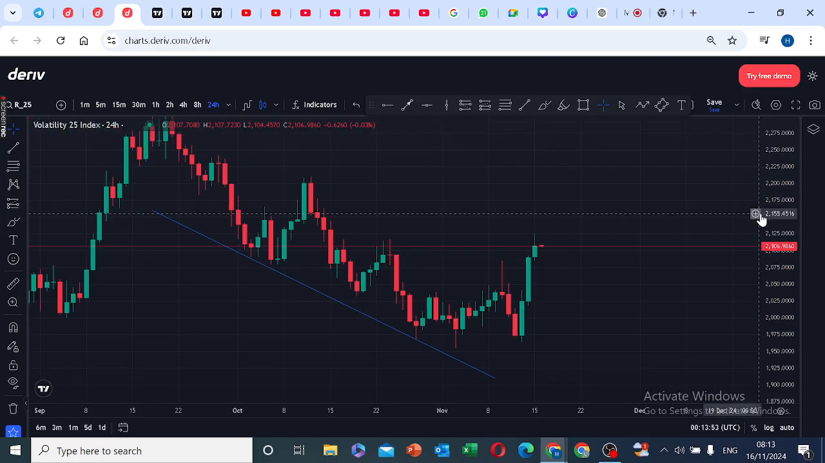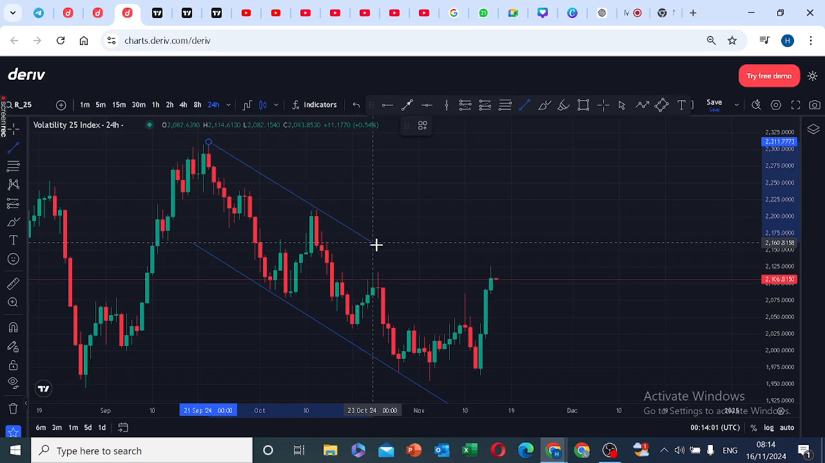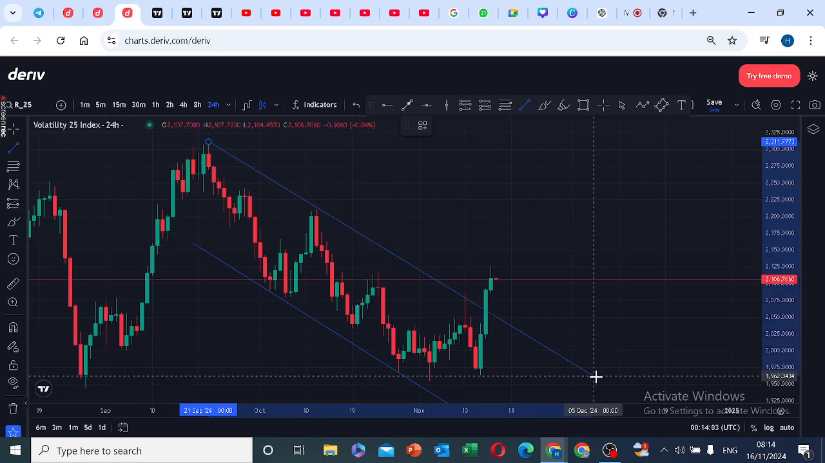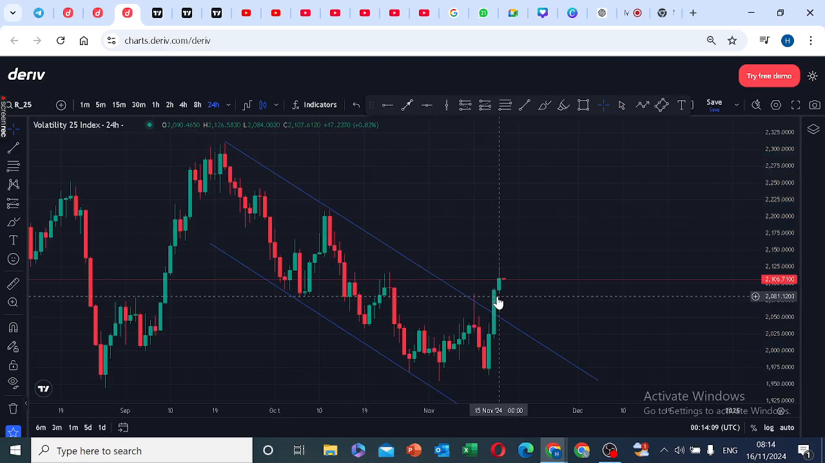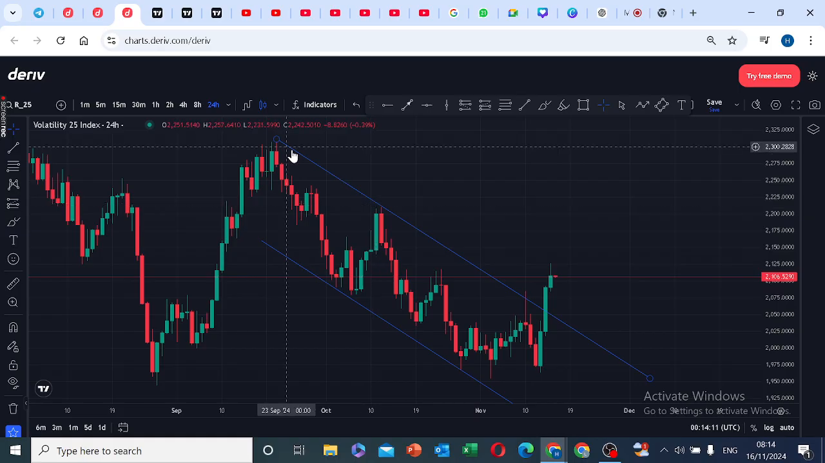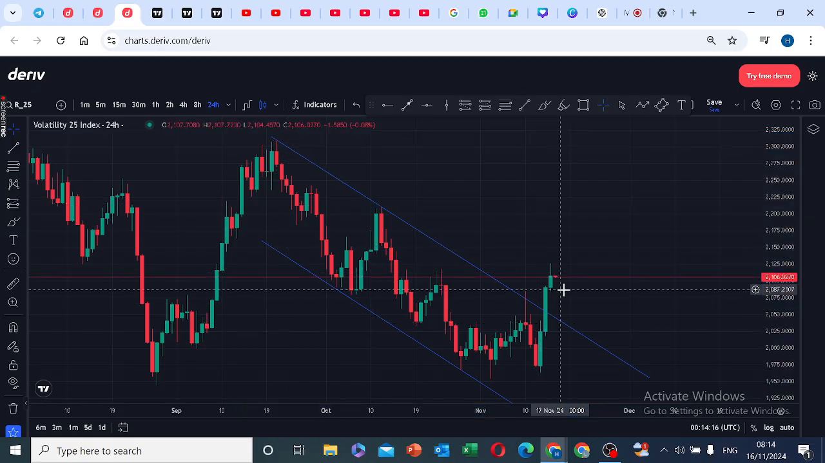Now, one other thing we would easily do is connect the highs. So connect this high to this next high, and then we drag it across. When we drag it through, we clearly see that this particular market has broken our trend line, but we'll still take a good look at this particular break, because sometimes it can break impulsively and drop.